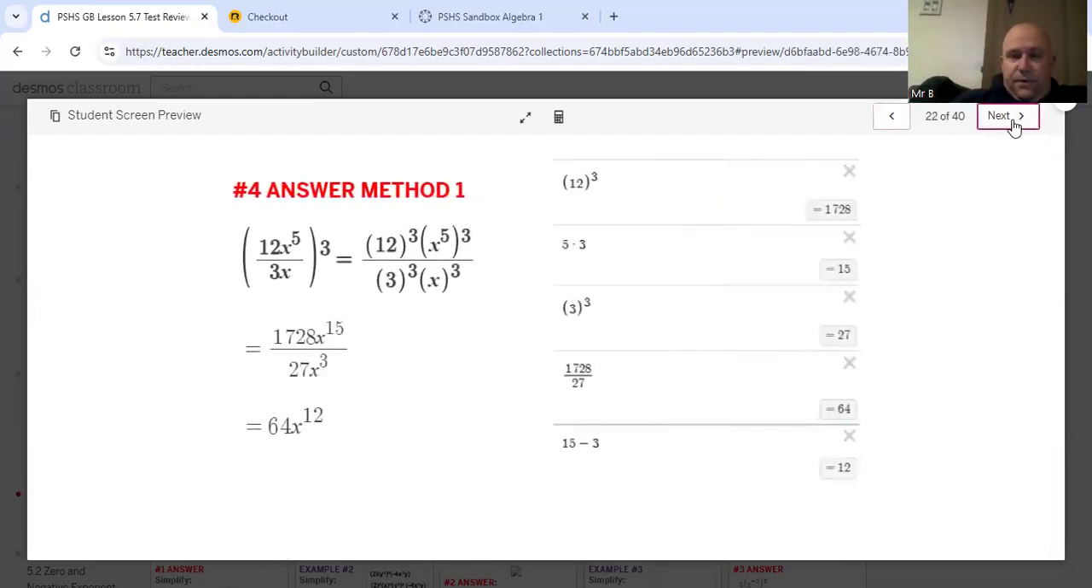So what I would prefer people to do is this. I would prefer them to say, I'm going to do 12 to the power of 3, x to the 5 to the power of 3. So everything on the top of the fraction to the power of 3, and then everything on the bottom of the fraction to the power of 3.